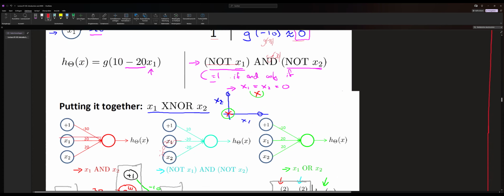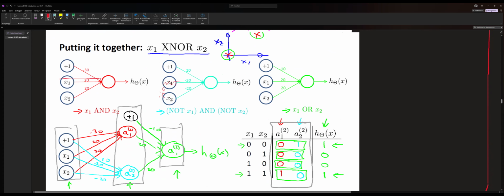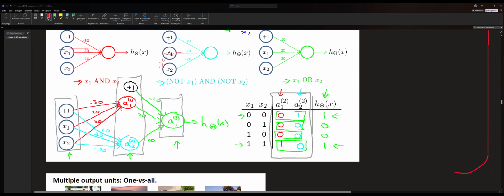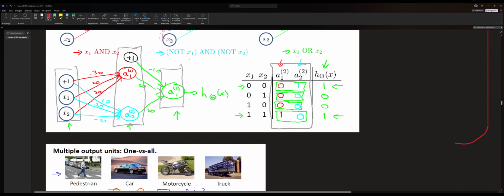And now we can put it together, like AND and NOT. The XNOR framework is pretty easy. We have the input, right? And here we have an AND, and then we have a NOT x1 and NOT x2. And this we combine to our final table, right? And this is pretty cool.